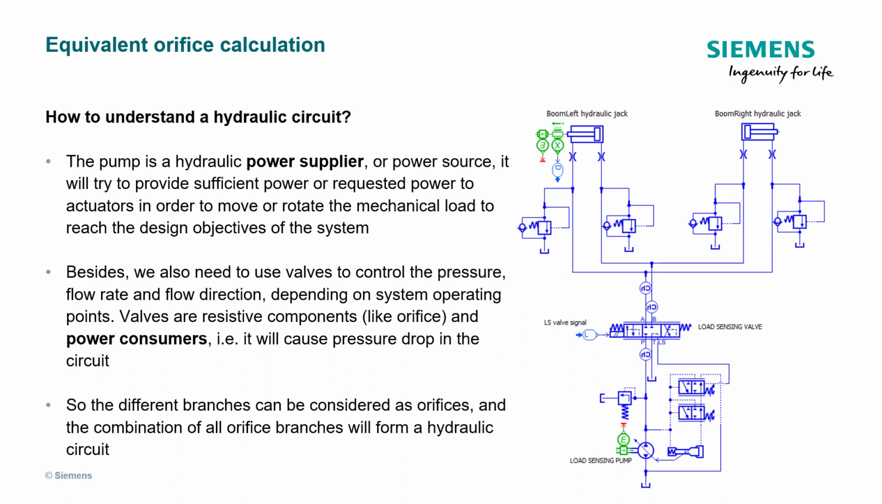Besides, in the hydraulic circuit, there will be different kinds of valves to control the system pressure, flow rate, or flow direction, depending on system operating points. Valves are resistive components like orifices, which can be considered as power consumers. They will cause pressure drop in the circuit. So somehow all the different branches can be considered as orifices, and the combination of all orifice branches will form a hydraulic circuit.